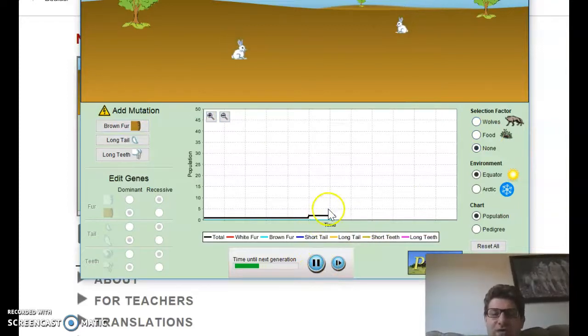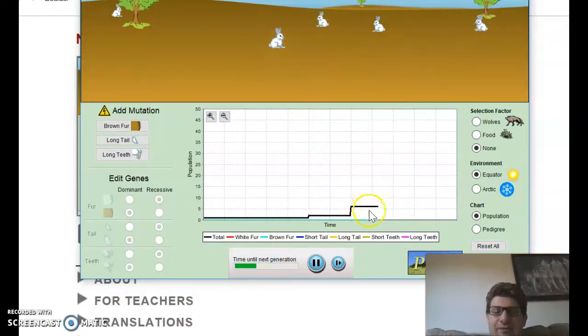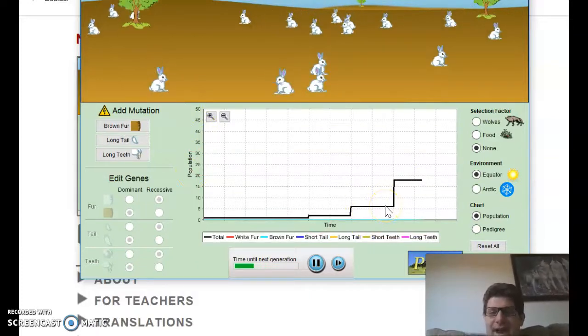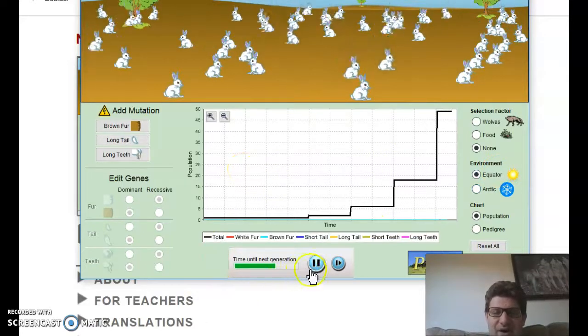Look at your graph over time. We have 2 bunnies. Oh, now we got a few more bunnies. Time until the next generation. See, it went up a little bit. Population numbers here. Oh, we got more bunnies. They're mating and multiplying because there's no limiting factors for them. Look at how many bunnies there are now.